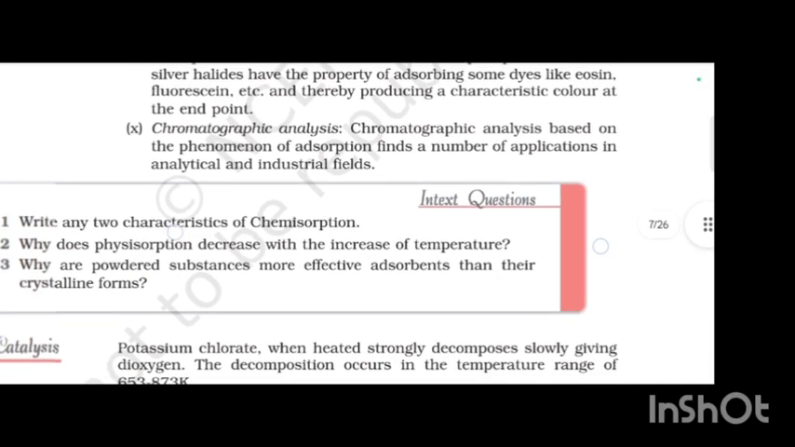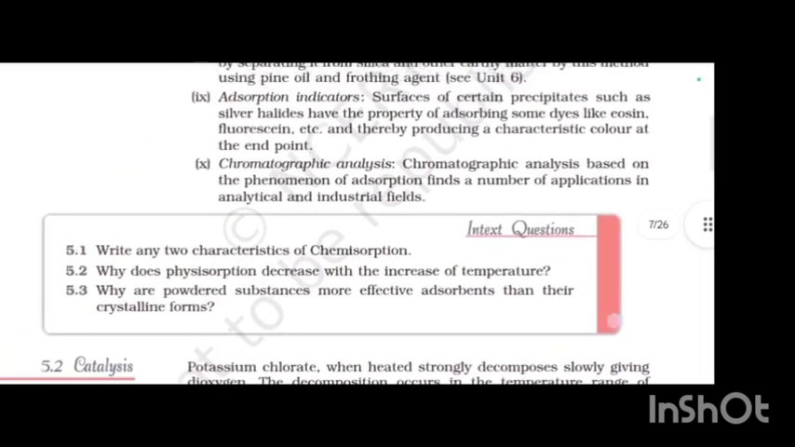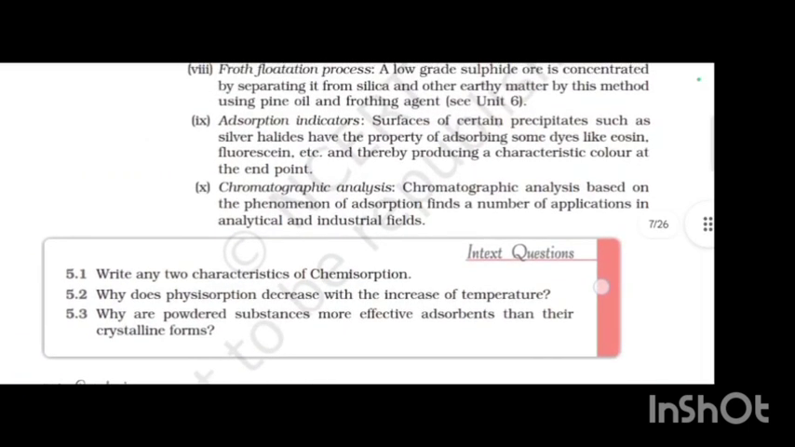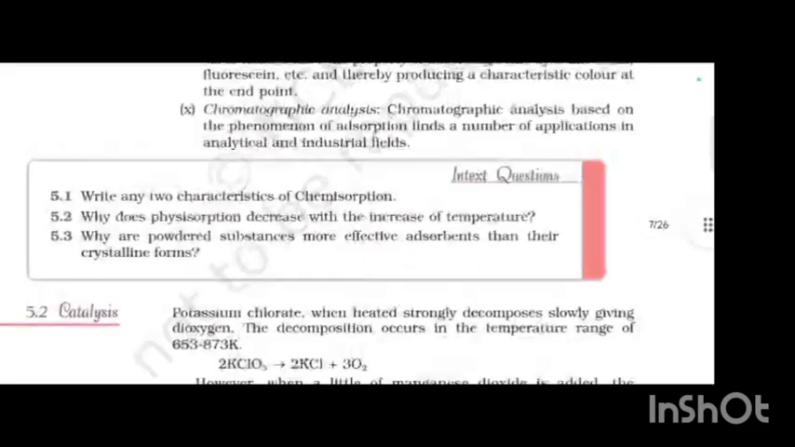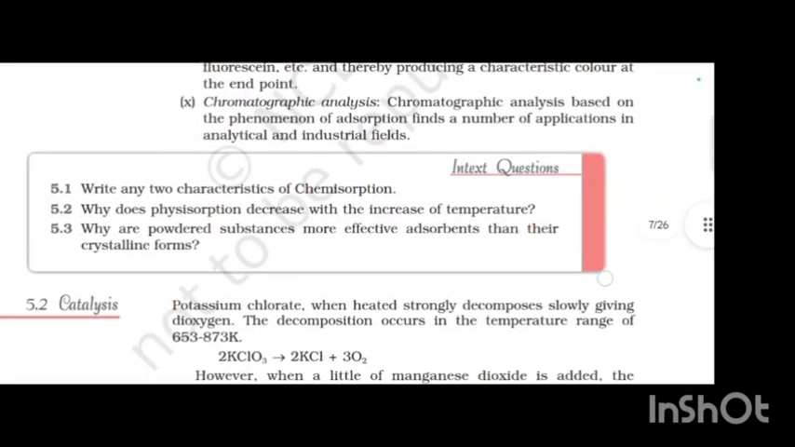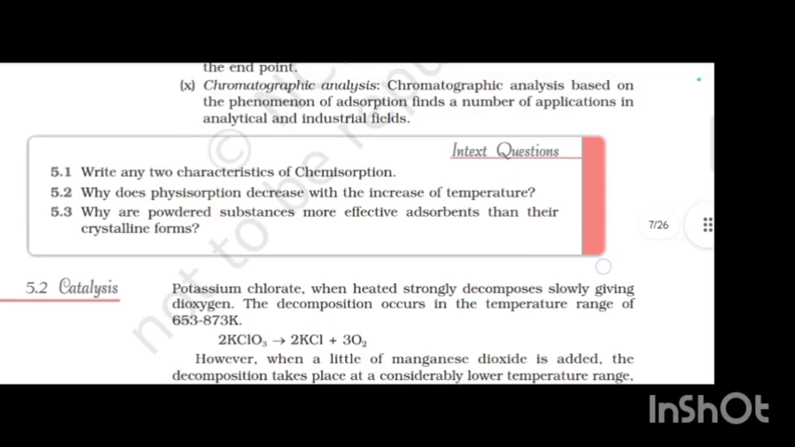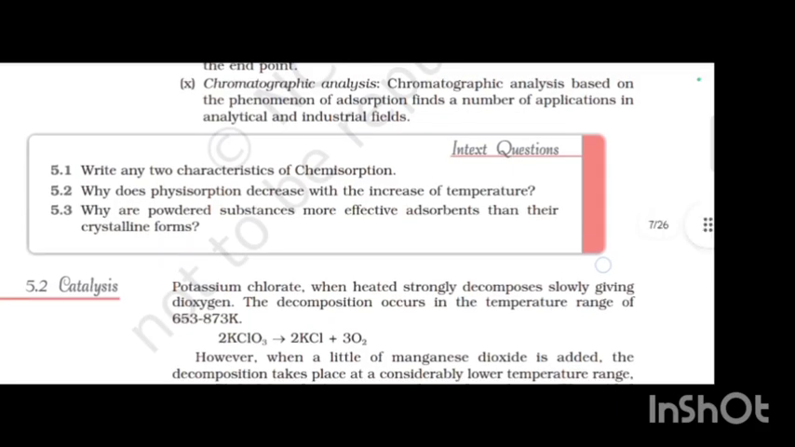In-text questions. 5.1: Write any two characteristics of chemisorption. 5.2: Why does physisorption decrease with the increase of temperature? 5.3: Why are powdered substances more effective adsorbents than their crystalline forms?